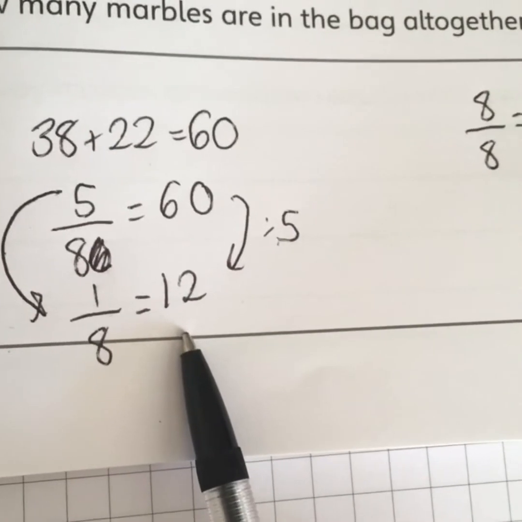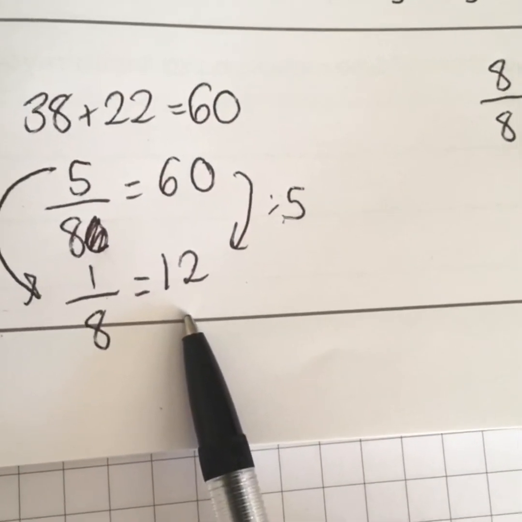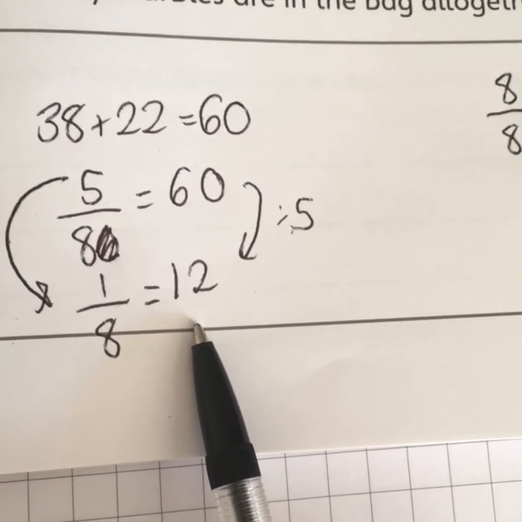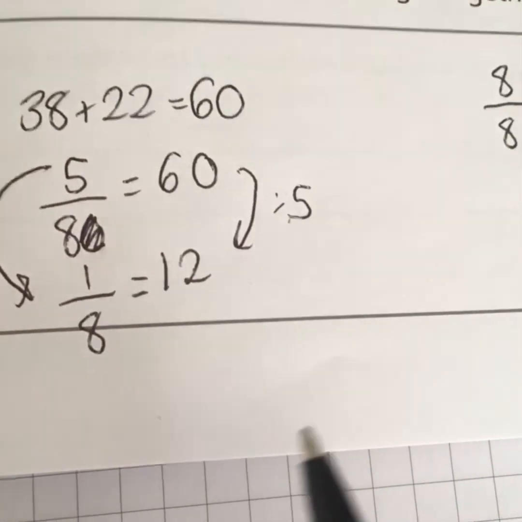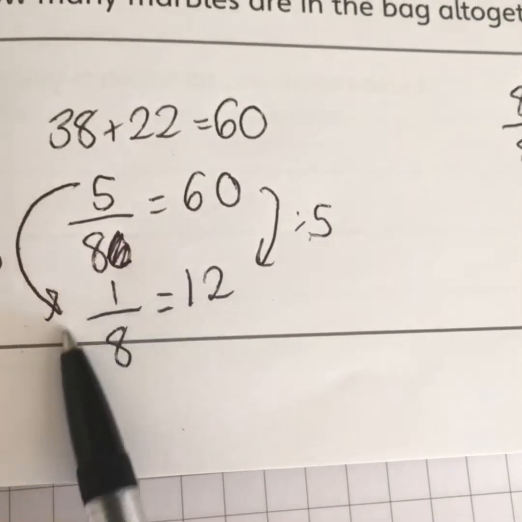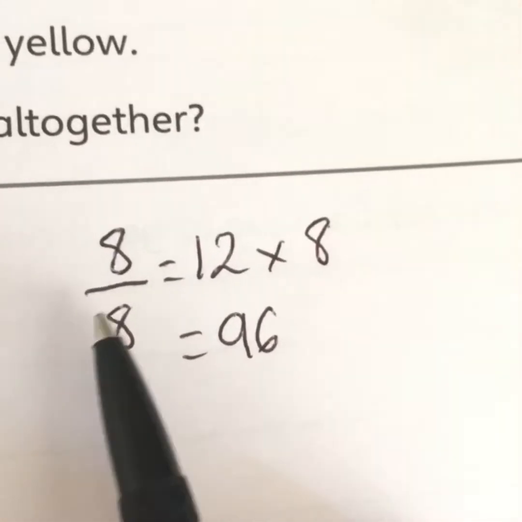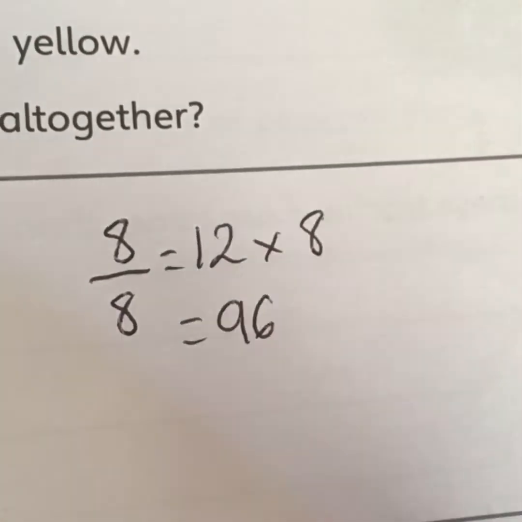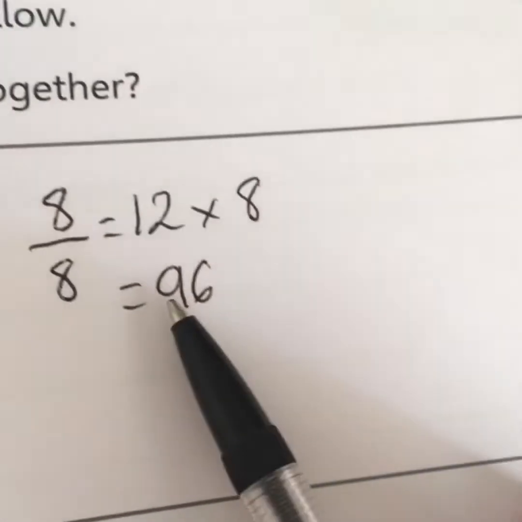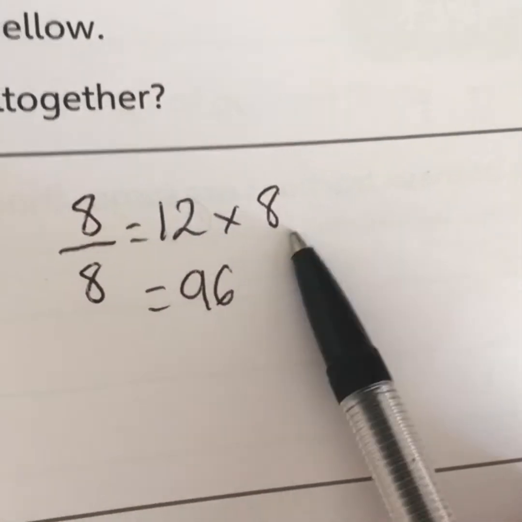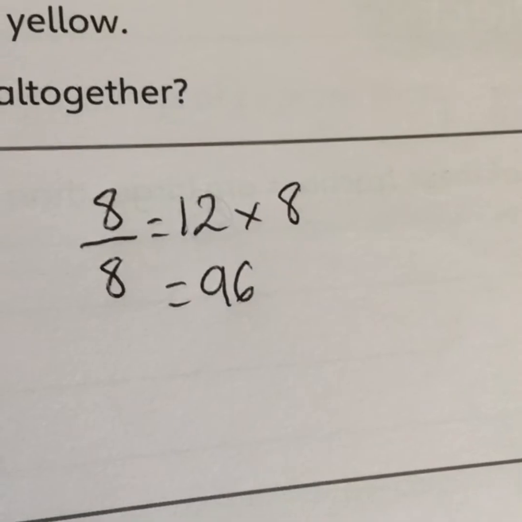Right, if I know what that is then, how can I work out how many marbles are in the bag all together? If I want the whole thing, how can I use 1/8 to help me work this out? Well, if I know what 1/8 is, I can work out 8/8. I just need to times 1/8 by 8. 1/8 was 12 marbles, so 12 times 8 is 96. Give yourself a mark.